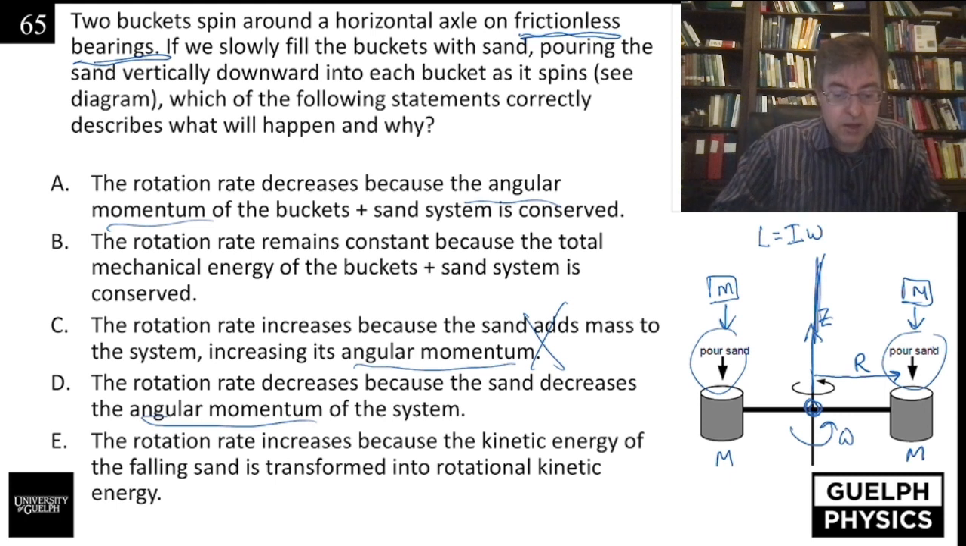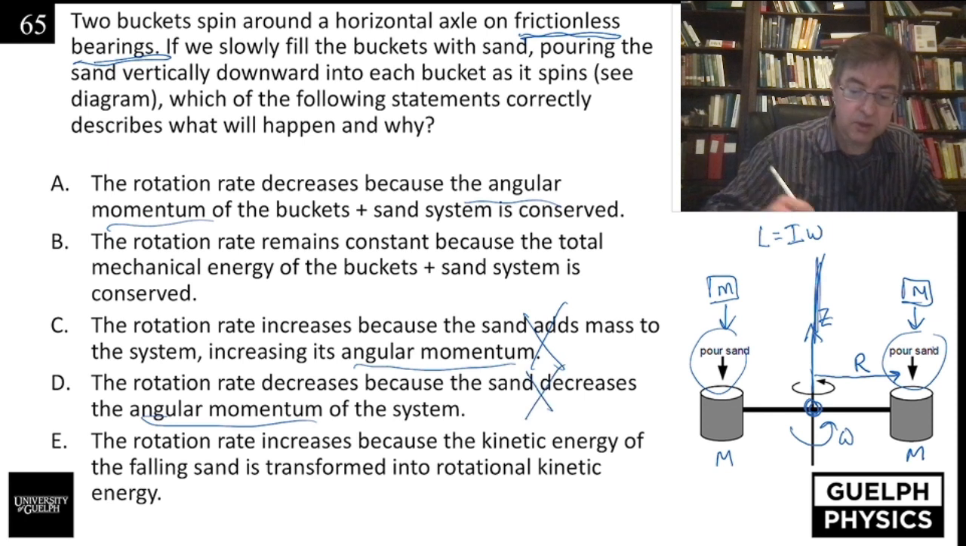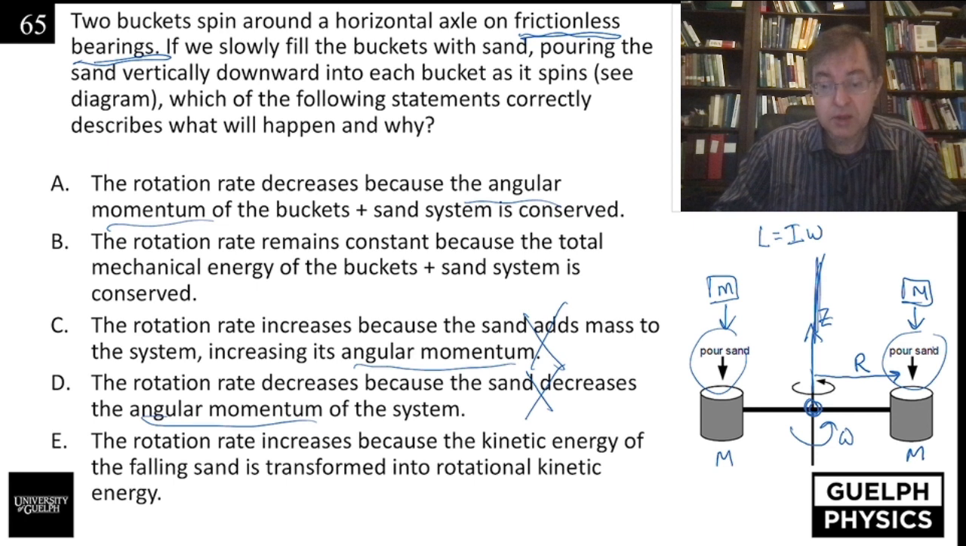The rotation rate decreases because the sand decreases the angular momentum of the system. Again, a decrease of the angular momentum of the system would be due to an external torque, okay? And so this part D is not specific enough because it's not the sand that decreases the angular momentum, it's the external torque that decreases the angular momentum of the system. And so D is also not correct because we've determined that there are no external torques that would decrease the angular momentum about the z-axis in this system.